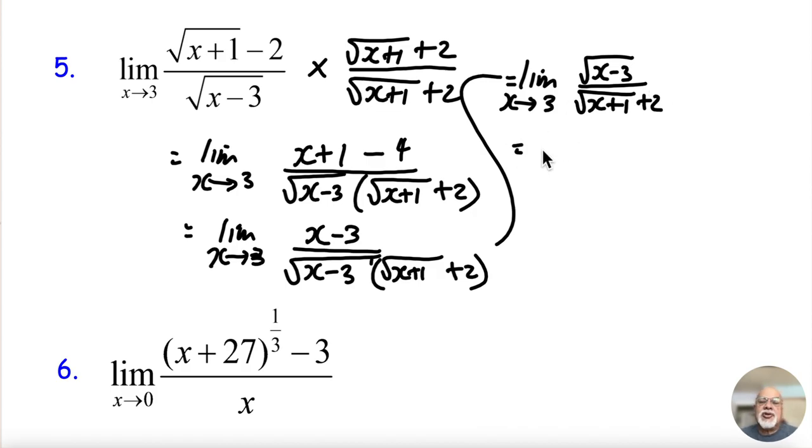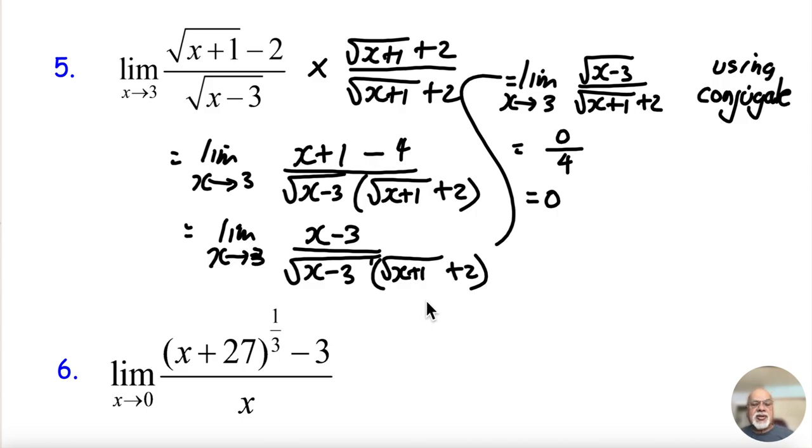And now we can substitute the 3 in. Now, the top turns to 0. I guess the bottom doesn't really matter so long as it's not 0. This ends up being the root of 4, which is 2 plus 2, which is 4. And so this ends up being 0 after all that effort. So this one was done by using conjugates. Okay, and we rationalize the numerator in this case.